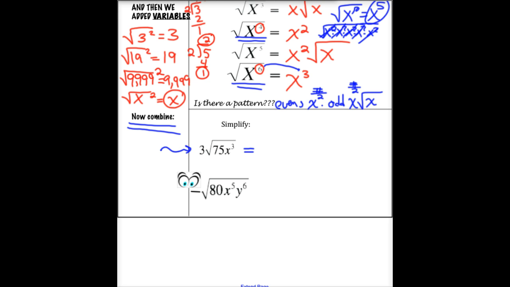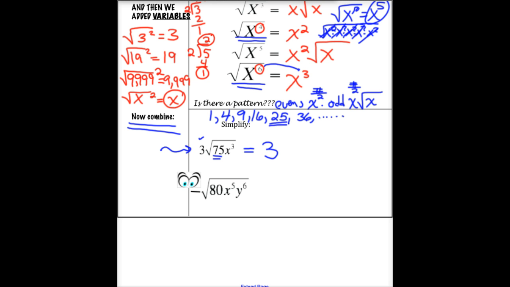The 3, what do I do with that? Absolutely nothing. It stays right out front. The number 75, what do I do? Well, I see if I've got one of those perfect squares hiding in there. But Mrs. LaRue, I forgot my perfect squares. Then go write them up here: 1 times 1, 2 times 2, 3 times 3, 4 times 4, 5 times 5, 6 times 6. They should always be creatable.